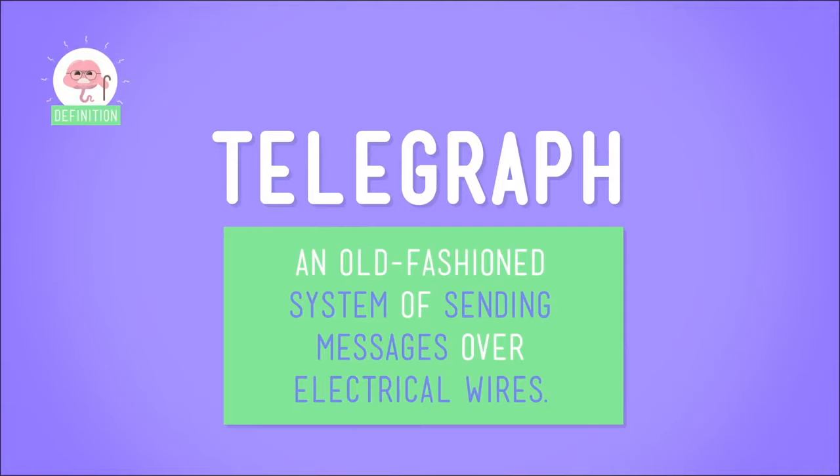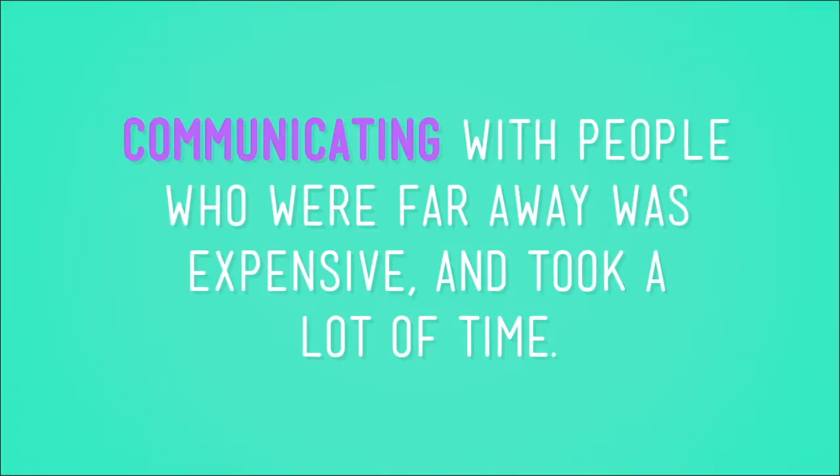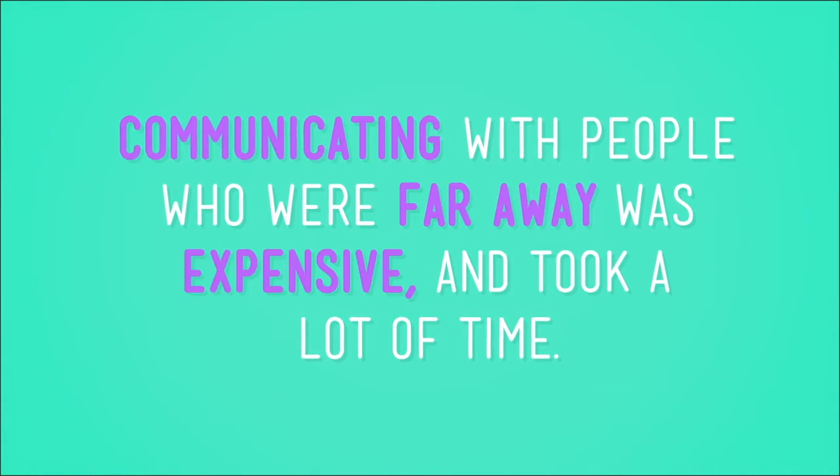Back then, the best you could do was a telegraph, which was an old-fashioned system of sending messages over electrical wires. Bell identified his problem. Communicating with people who were far away was expensive and took a lot of time. So his invention or solution to this problem was something you may have heard of: the telephone.